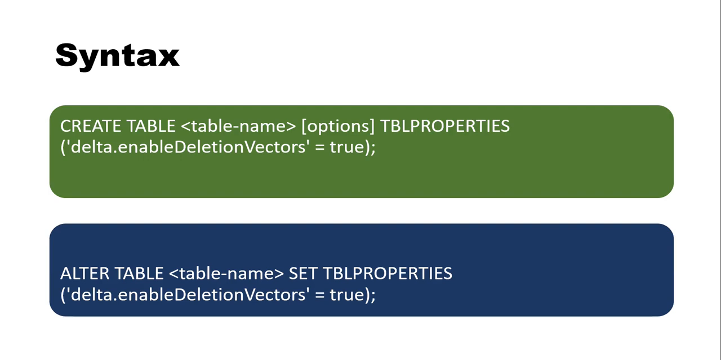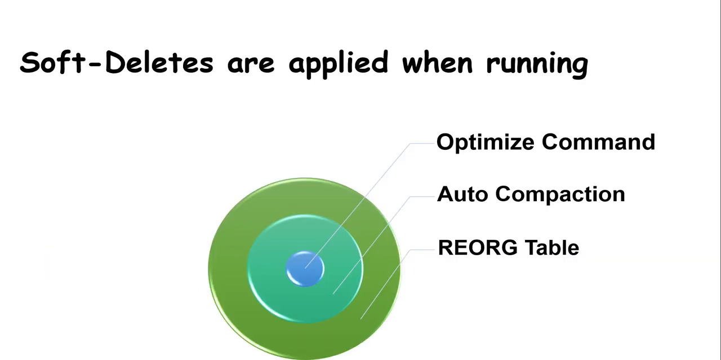How can we do it? For that we can go with the ALTER TABLE statement. This is also usual ANSI SQL standard. ALTER TABLE, we give the table name, then SET TBLPROPERTIES, and we enable deletion vector. This is how we can enable deletion vector for our existing or new tables, right?